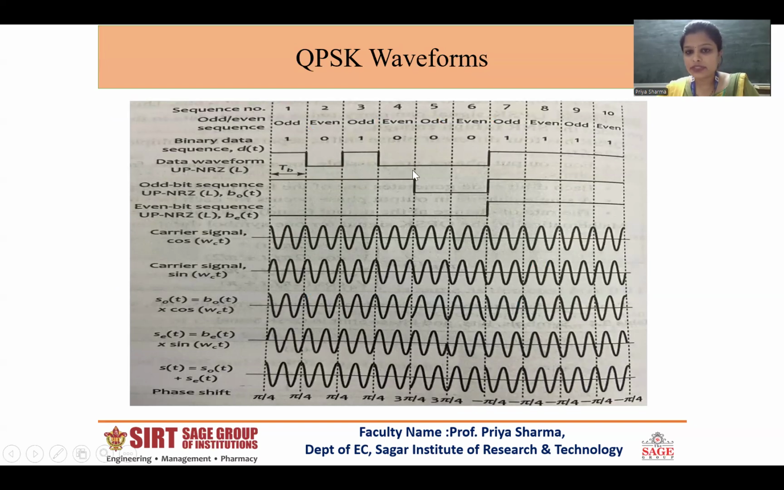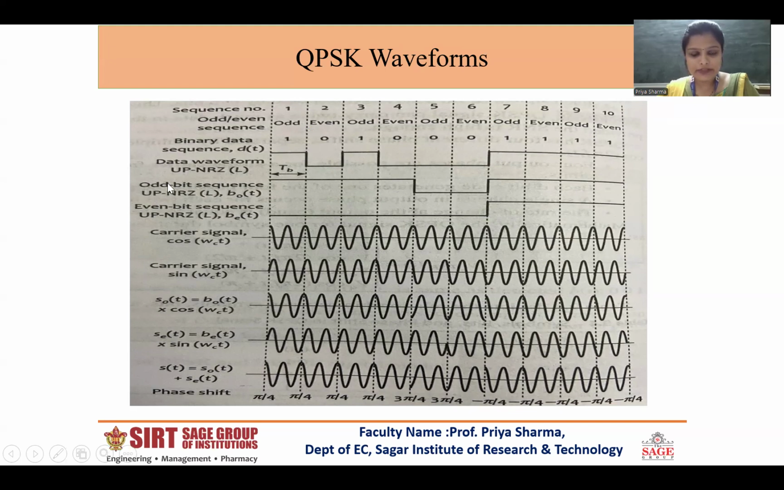Students are very confused by these waveforms. This is our binary sequence of the message signal, which is given as this binary data sequence d(t): 1 0 1 0 0 0 1 1 1 1. So we'll divide this into odd and even. This is our first, then second, then third, fourth, fifth, sixth, and likewise, and mark it as odd and even.